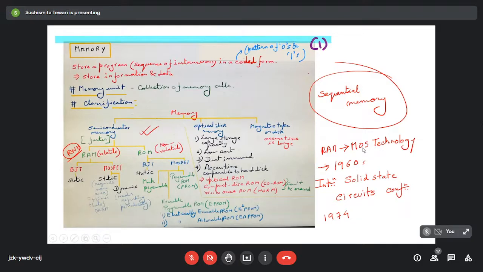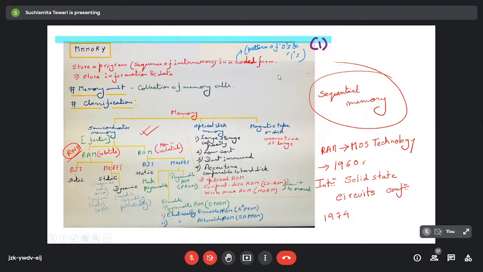Now, why is this MOS technology preferred over BJTs? Because of two reasons. One is its low power consumption, and another advantage of the MOS transistor is that it can lead to high packing density. These two are the reasons why MOS based RAM or MOS based ROM are preferred over BJT based RAM or BJT based ROM.